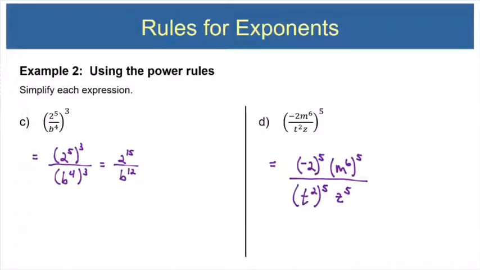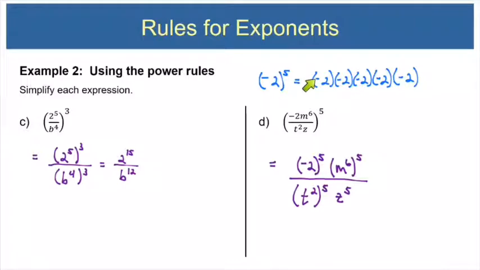Now negative 2 to the 5th is actually small enough that we can work that out. So in this case, we don't want to leave this in exponential form. We'll go ahead and work it out. Negative 2 to the 5th power would be negative 2 times negative 2 times negative 2, you know, 5 of them. And that looks like a large number, but it's not going to be. You'll see once we get it worked out.